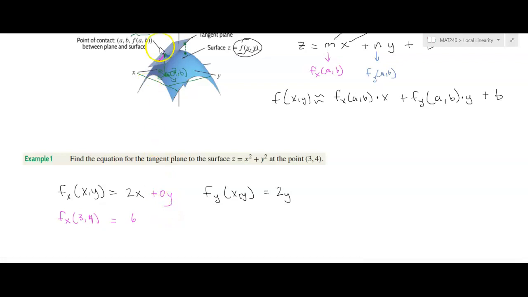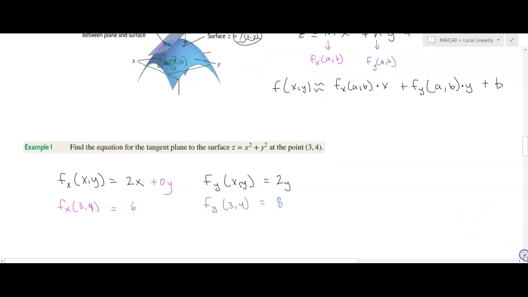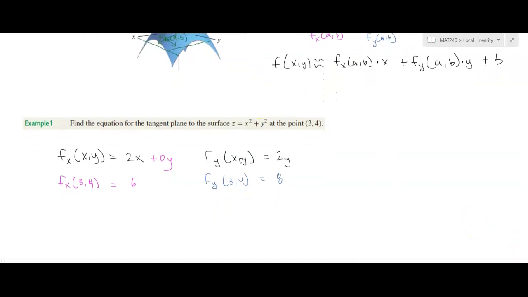And for our second function here, f sub y at that point, how much z will change by per 1 unit change in y at (3, 4) is going to be 8. So far we have pretty much the big tidbits of how to put this equation together. So now we're going to approximate, and we do have to use the approximately equal to sign because f of x, y is actually given by the equation x squared plus y squared. We're just trying to approximate it.